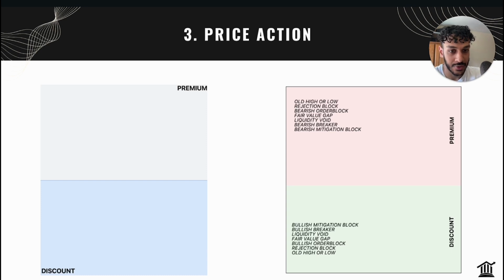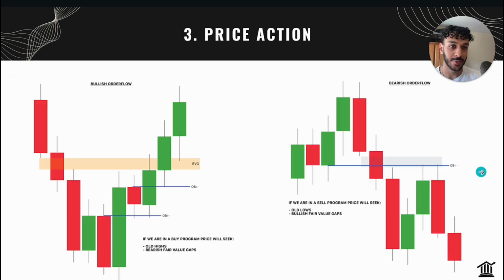Vice versa, if we're in a sell program, we'd like to look for sells or shorts in a premium. And then on the right here, I've just drawn up the PDRA matrix. So as price progressively travels up the premium matrix, you can look for each of these arrays in this order to find what you're looking to essentially short from, and vice versa with the discount arrays. The next point is whether we're in bullish order flow or bearish order flow, which is also known as buy and sell programs. So on the left here, we have a buy program. Price will seek old highs as targets and bearish fair value gaps. We also have the sell program, where price would like to seek old lows and bullish fair value gaps.